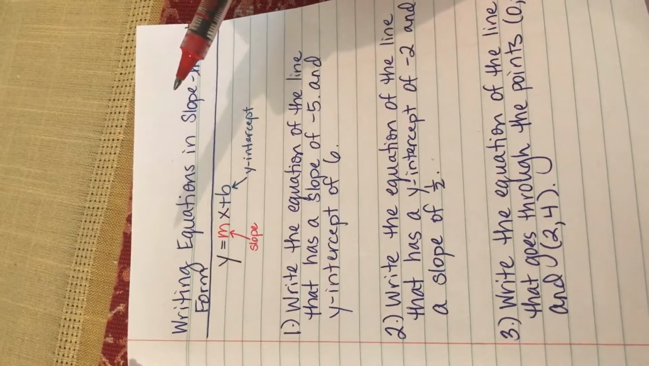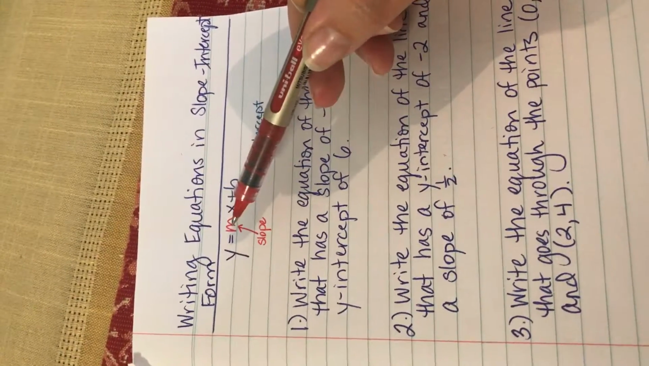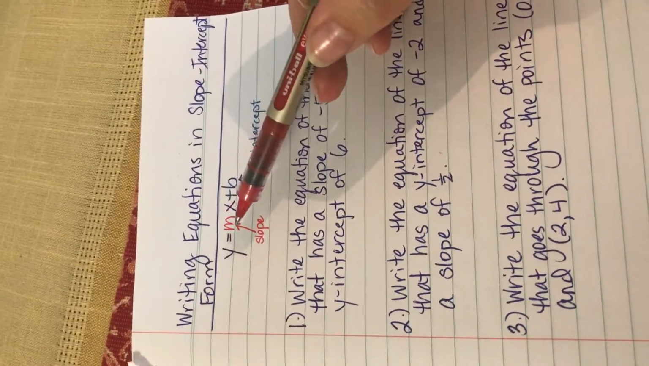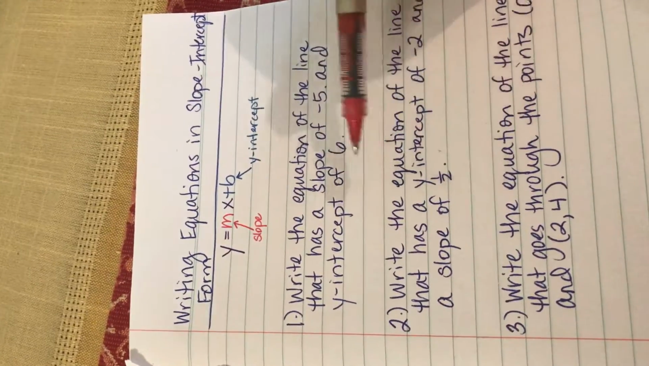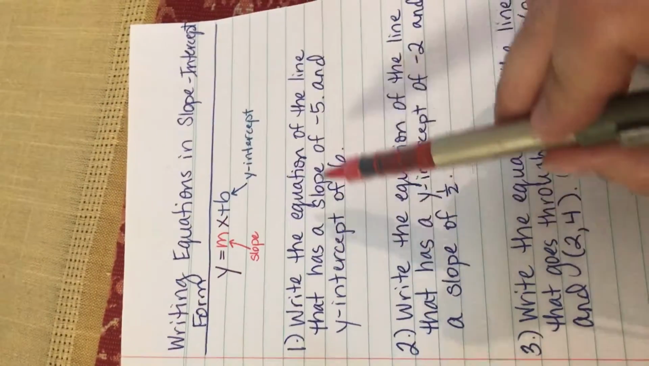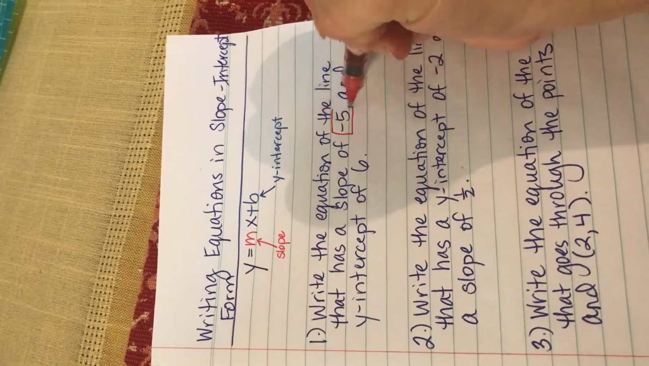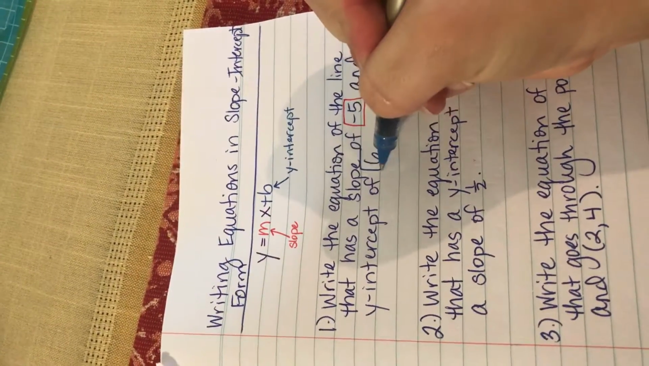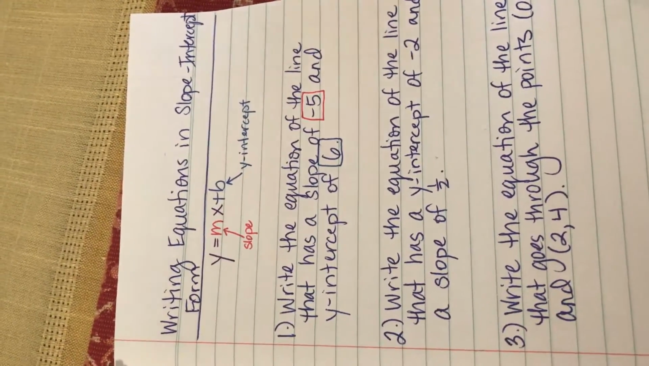The only things that will change when you're writing the equation is when we find the m, we're going to put the number here. And when we find the b, we're going to put the number here. So this will be a number, and this will be a number in our answer when we write the equation. Okay, so this one says, write the equation of the line that has a slope of -5. So here's my slope, and a y-intercept of 6. So here's my y-intercept. All right, so this one gives me both of the things that I need to write an equation in slope-intercept form.